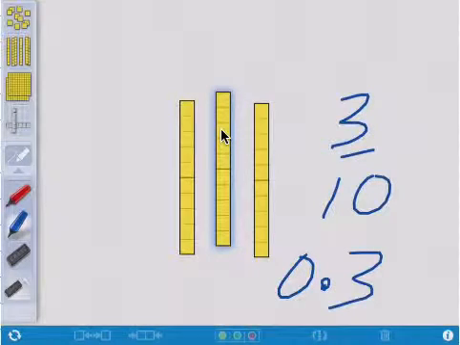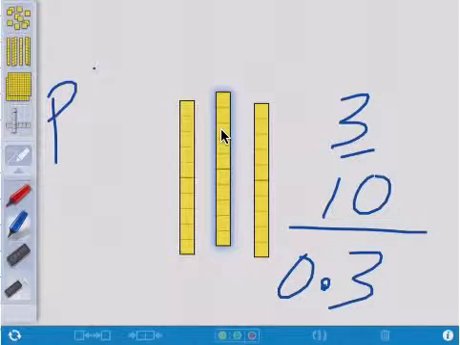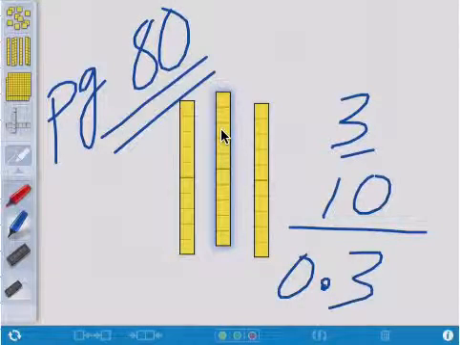0.3. All right, guys, you'll be working on page 80 in your journal. Good luck.